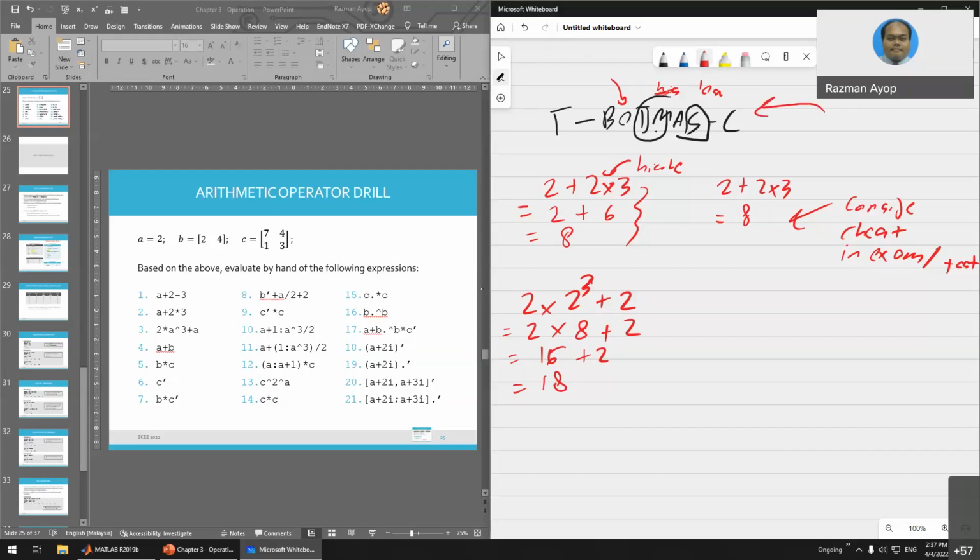So you have completed the third one. How about the fourth one? A plus B. For this case, A is 2 plus 2, 4. Remember scalar and vector, you just add for each one. So 2 plus 2 is 4, and 4 plus 2 is 6. So clear?